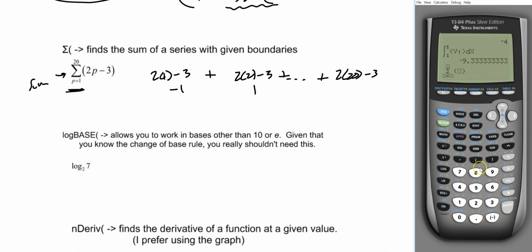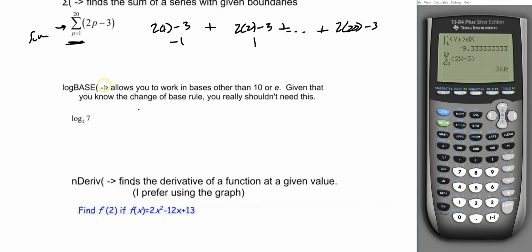So you type it in the way you see it. You can use any variable you want. X is 1. Type in the equation, or I guess type in the max where you're stopping, and then 2x minus 3. Hit enter, and you get your answer, 360. If you add up all these, you're going to get 360.